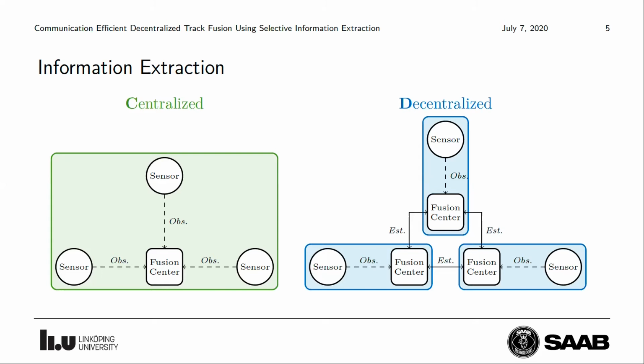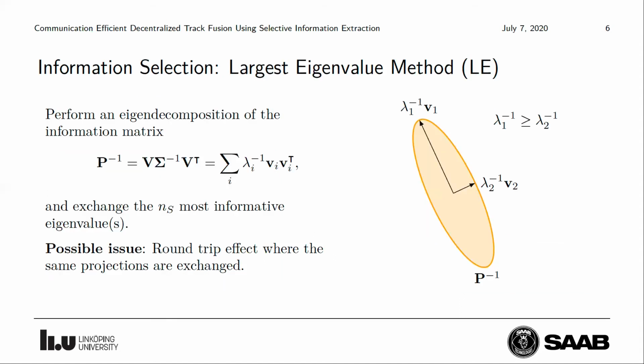In the next part, three methods for selecting information projections are proposed, where an information projection is a projection of the information ellipsoid along one direction. The information selection is done in each fusion node prior to exchanging information. The information selection requires no other information than the information that has been exchanged within the network. The parameter n_s defines the number of information projections used. In the largest eigenvalue method, the information selection is exclusively based upon the information matrix P inverse.